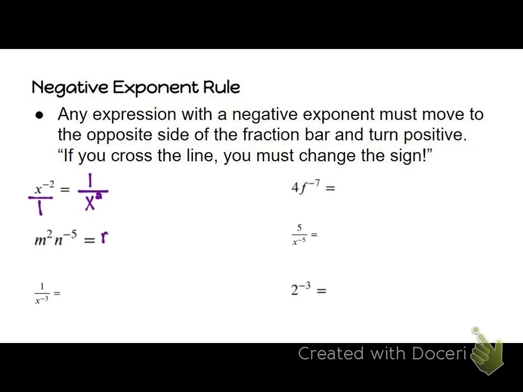So I have m squared, as Emily said. I'm going to move it to the opposite side of the fraction bar, and I'm going to cross the line. So when I go to cross the line with negative 5, what am I going to do with that negative 5? Make it a positive. Yeah, I just make it a positive. So now it's n to the 5th.